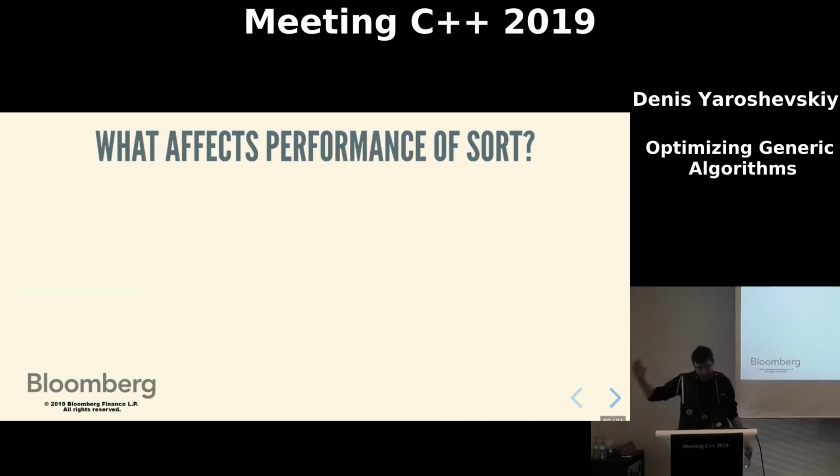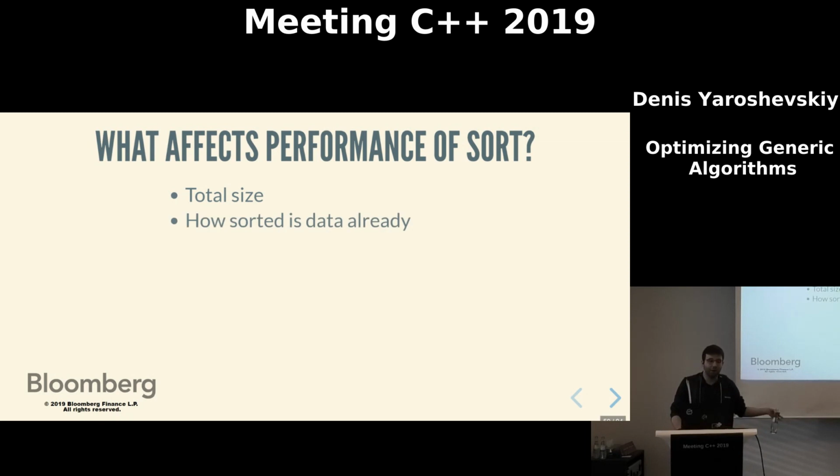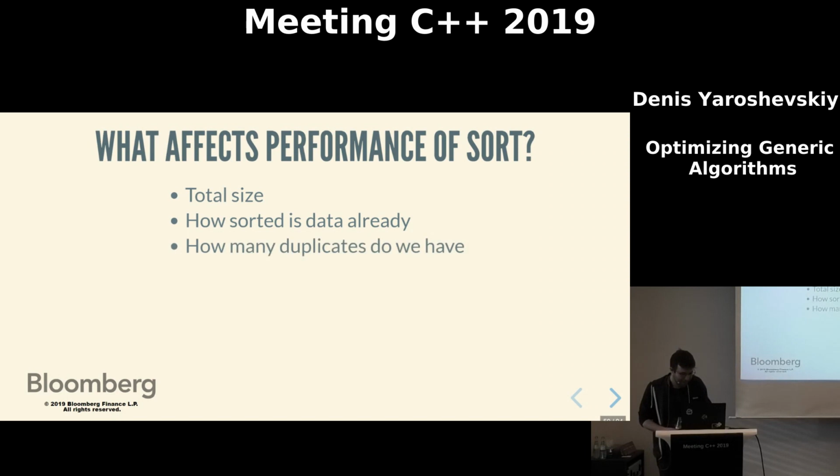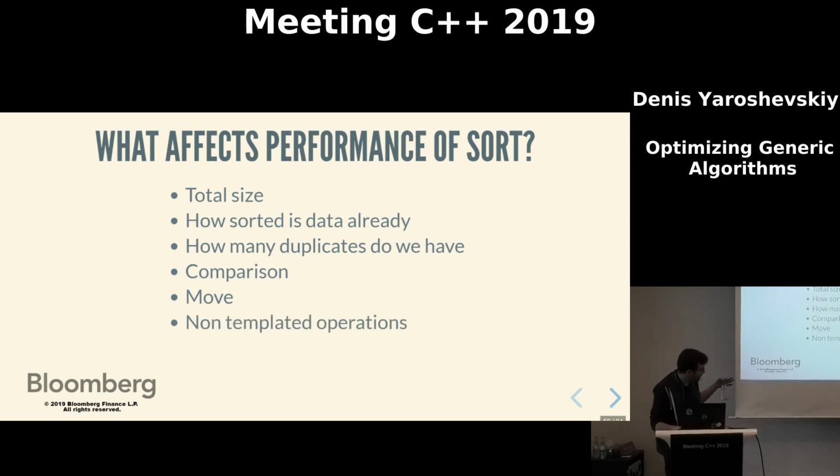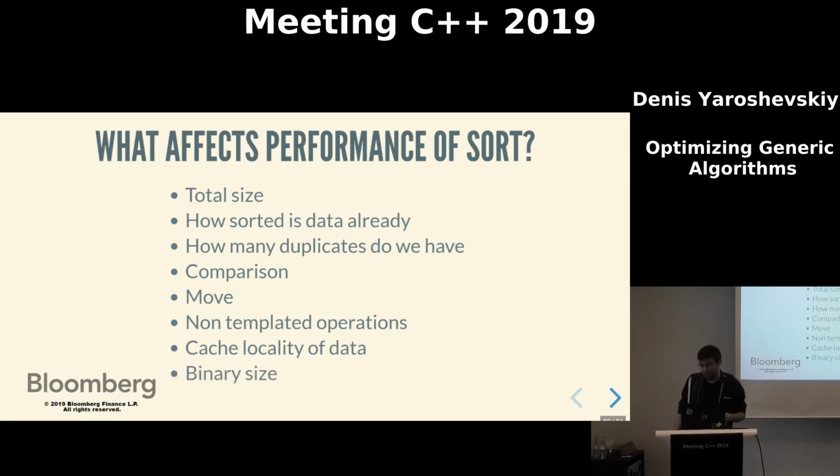What affects performance of sort? Let's do the same thing. Let's see what affects performance of sorts. One million things, right? Total size. How sorted is the data already? If you have almost sorted data, insertion sort is going to be wonderful. If you have not so sorted data, not so wonderful. How many duplicates do we have? There is a famous quicksort bug where you don't separate duplicates into two groups, and then your performance suffers from that. The price of the comparison, the price of move, how expensive it is to move things, the cost of non-tablet operations, also looping, cache locality of data, and binary size.